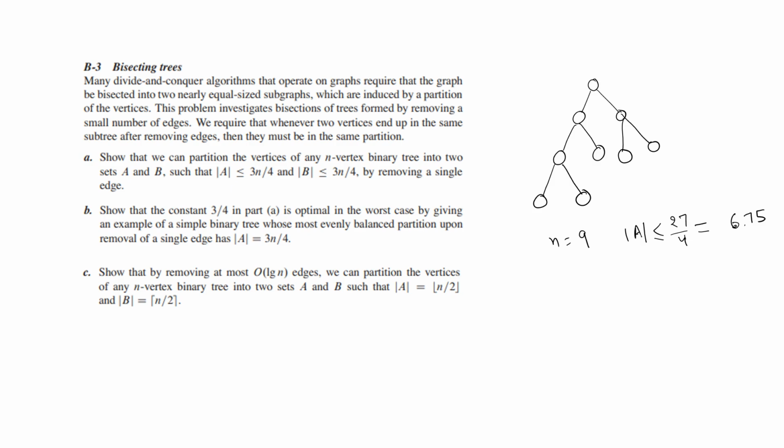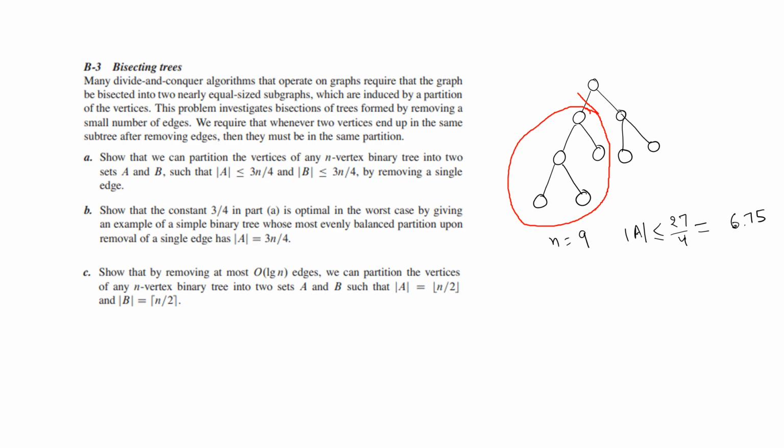So, what does the problem statement say? So let's say we have a binary tree. In this binary tree, we know that the number of vertices is 9. So we have to prove that we can bisect this tree into two parts by just removing one edge, so that the two parts formed have the number of nodes in them less than 3n by 4.